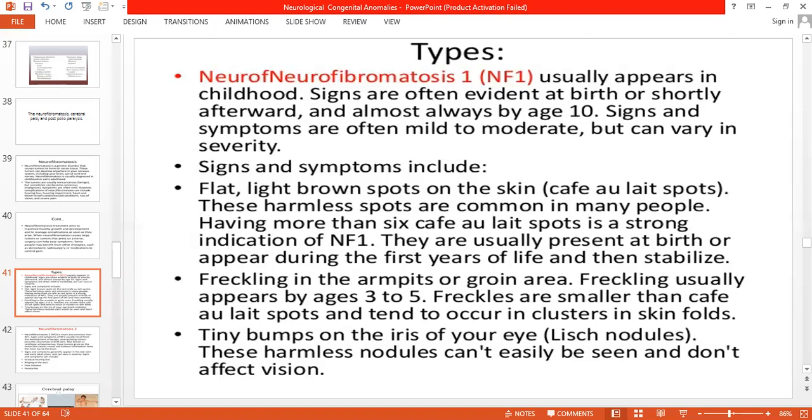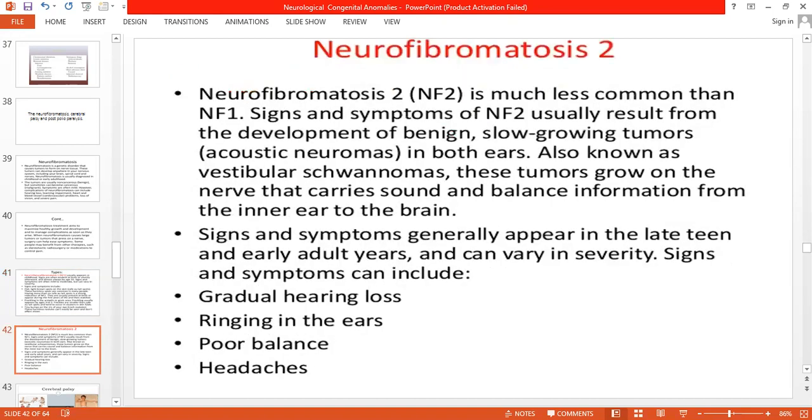These harmless spots are common in many people. Having more than six cafe au lait spots is a strong indication of NF1. They are usually present at birth or appear during the first years of life and then stabilize. Freckling in the armpits is another sign. Tiny lumps on the iris of your eyes are known as Lisch nodules. These are harmless nodules, cannot easily be seen, and do not affect the vision.